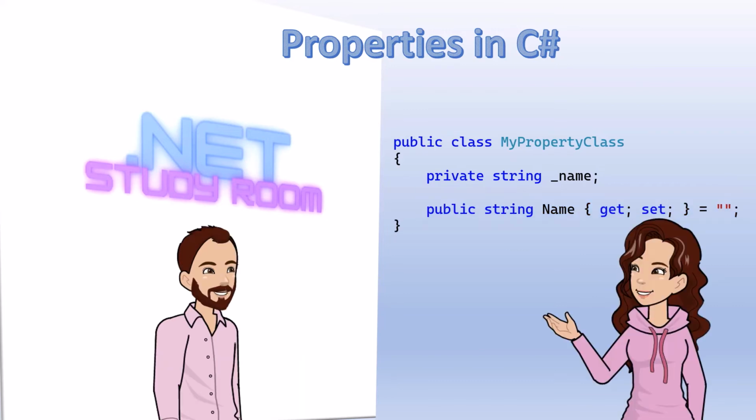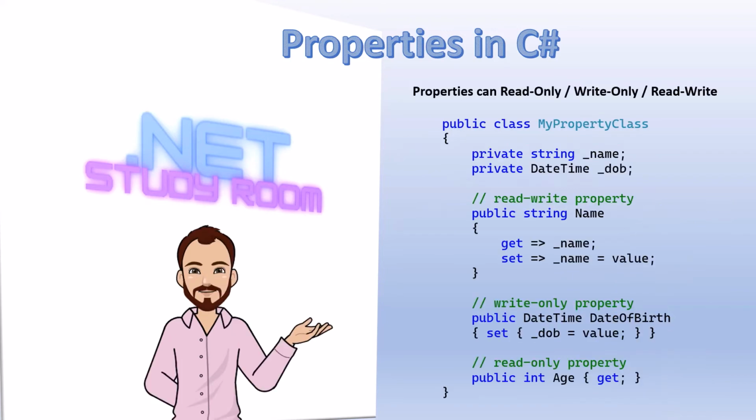Here is another question, Mark. Are both getter and setter mandatory for defining a property? Not at all, my friend. The properties indeed can be read-only, write-only, or read-write. A property with only a getter is a read-only property. A property with only a setter is a write-only property. And as we saw earlier, a property with a setter and getter is a read-write property.